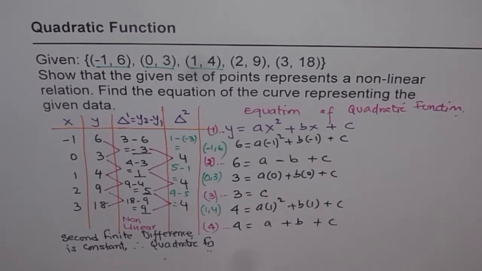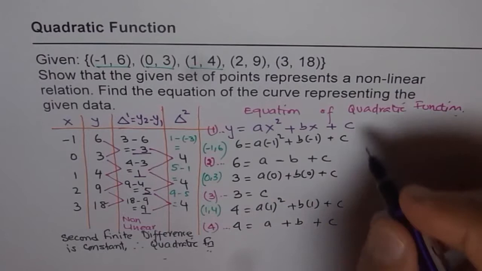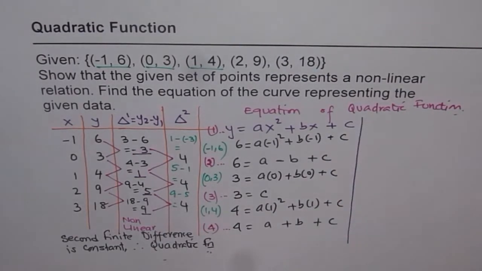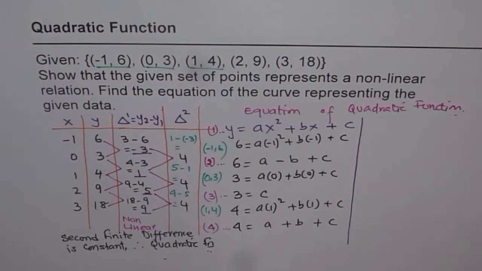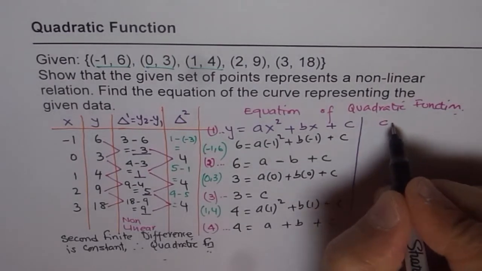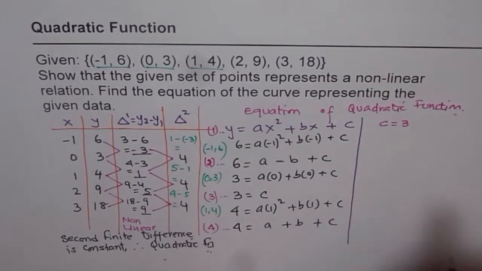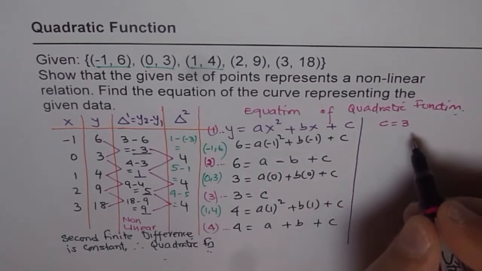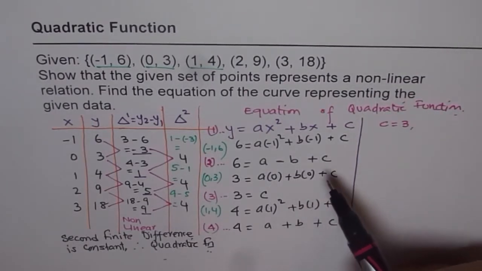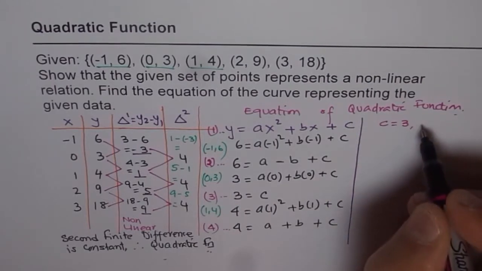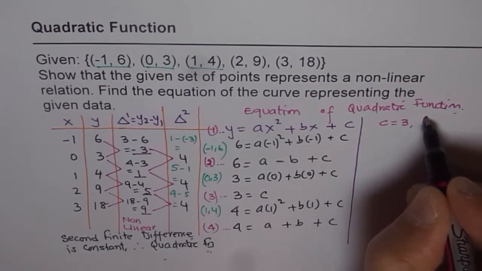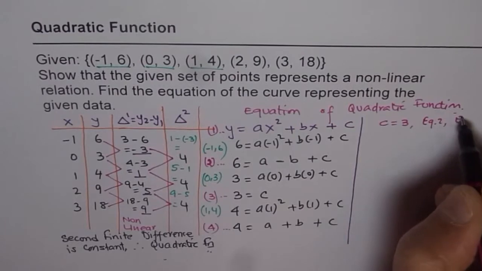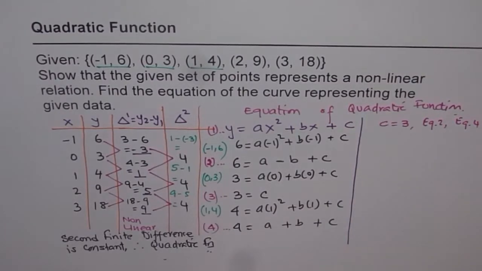Now with these equations, we can solve for the unknowns a, b, c. Now if you see, we already have the value of c equals 3, which we have already worked out. So if I put c equals 3 in my equations and then use equation 2 and equation 4, what do we get?